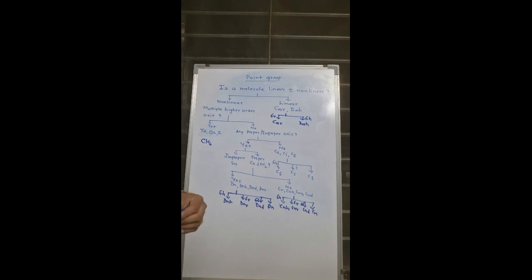Another molecule is the methane molecule. In case of the methane molecule, it is tetrahedral. This molecule is tetrahedral, and this molecule consists of E, 4C3, then 6 sigma d, 3C4, etc. symmetry elements. So the methane molecule is tetrahedral.